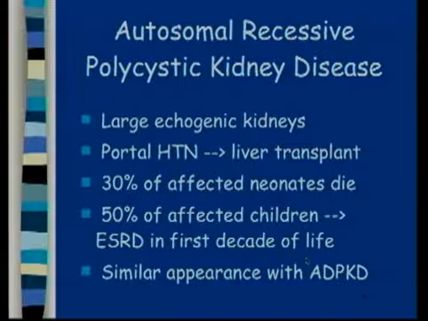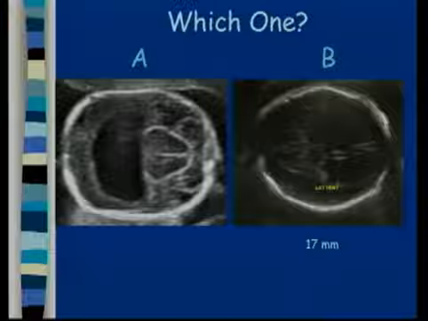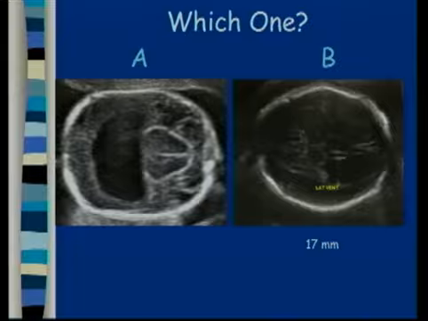And the appearance for autosomal dominant PKD is similar. So you always want to look at the mother's kidneys or dad's kidneys if you have him there as well to see if they have polycystic kidney disease. Okay, here's the next case. Would you rather be fetus A or fetus B?